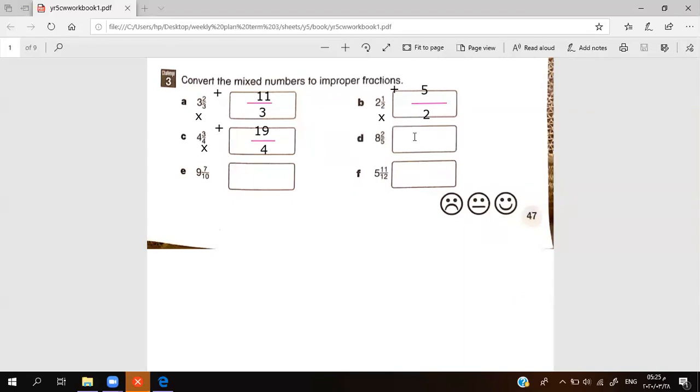I'll do D. What's the denominator? The denominator stays as it is, which in this case is a 5. How am I going to get the numerator? By multiplying down and then adding up. The whole number times the down number. 8 times 5 is what? It's 40. And then add the up number, 2. 40 plus 2 is 42.